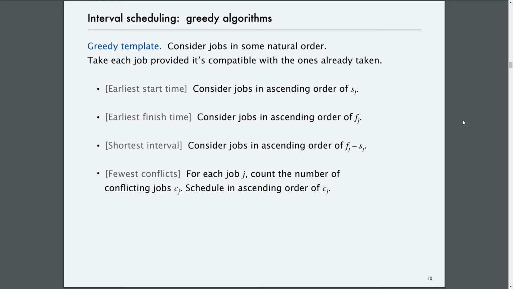So let's think greedily. We'll consider the jobs in some natural order. And if we can take a job, we will. So if the next job we're looking at is compatible with what we have so far, then we just take it greedily. And that's what it means for an algorithm to be greedy. It makes this decision without considering the future at all.